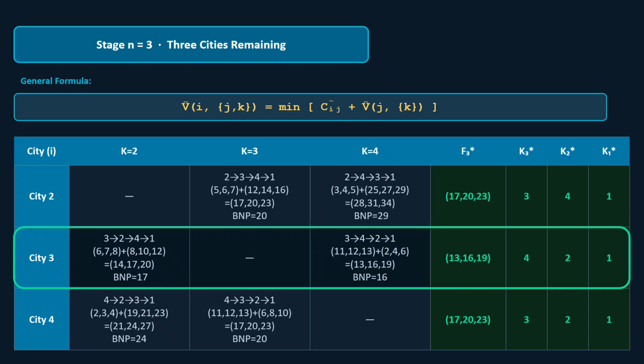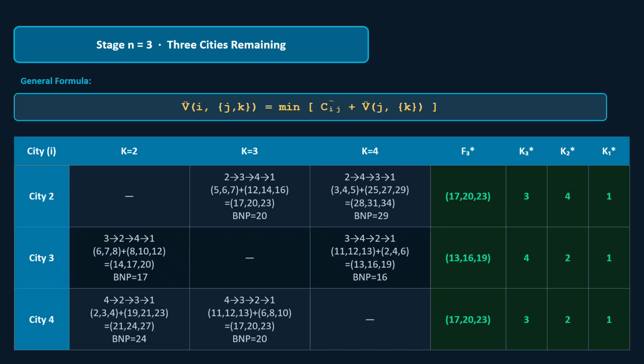Route 3 to 4 to 2 to 1. City 3 travels to C4. Cost 11, 12, 13. V of C4 with K2 from the previous stage equals 2, 4, 6. Sum 13, 16, 19. BNP equals 16. Since BNP equals 16 is lower, F3 star equals 13, 16, 19, and K3 star equals 4.